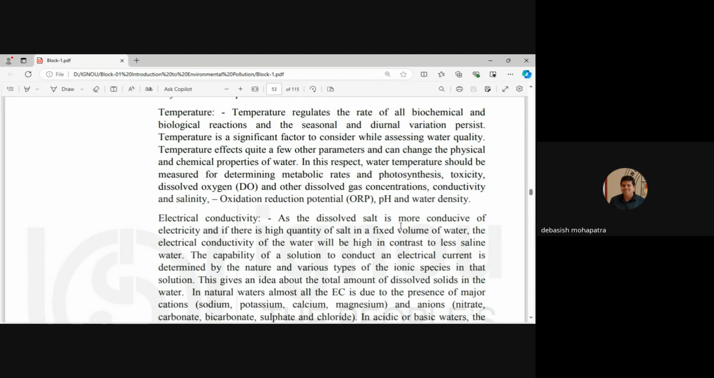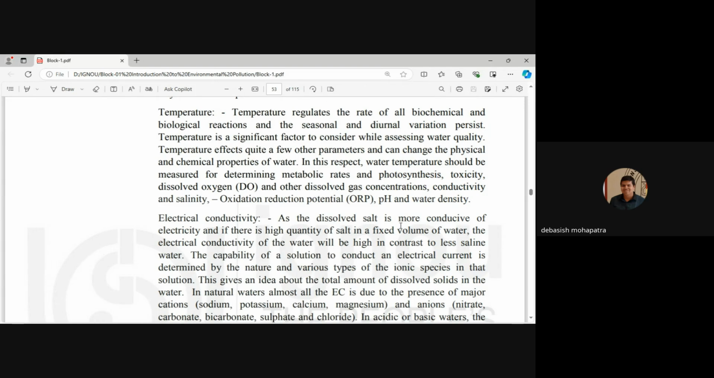Then electrical conductivity. Salt is more conductive of electricity, and if there is a large quantity of salt in a fixed volume of water, the electrical conductivity of the water will be high, in contrast to less saline water. The capability of a solution to conduct an electrical current is determined by the nature and the various types of ionic species in that solution. So this gives an idea about the total amount of dissolved solids in the water.